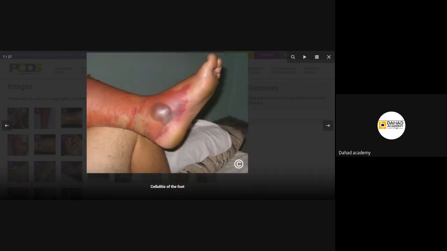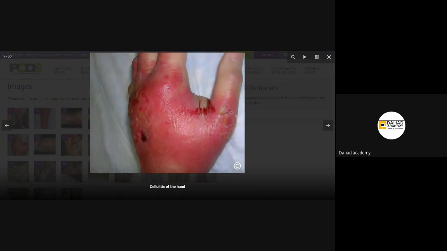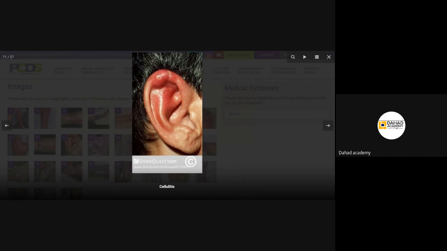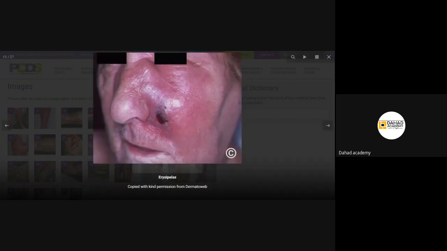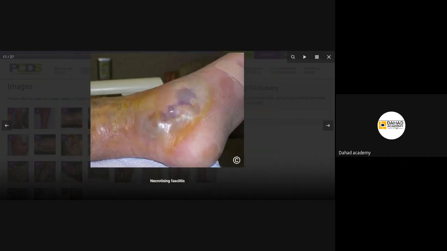Again, another case of cellulitis with bullae. This is cellulitis and diabetes. So redness, hotness, tenderness, and some sort of gangrene in the hand, which is looking very, very bad. This one is cellulitis in the ears. This one is erysipelas in the eyes and needs Co-amoxiclav IV. And this one Co-amoxiclav IV as well.